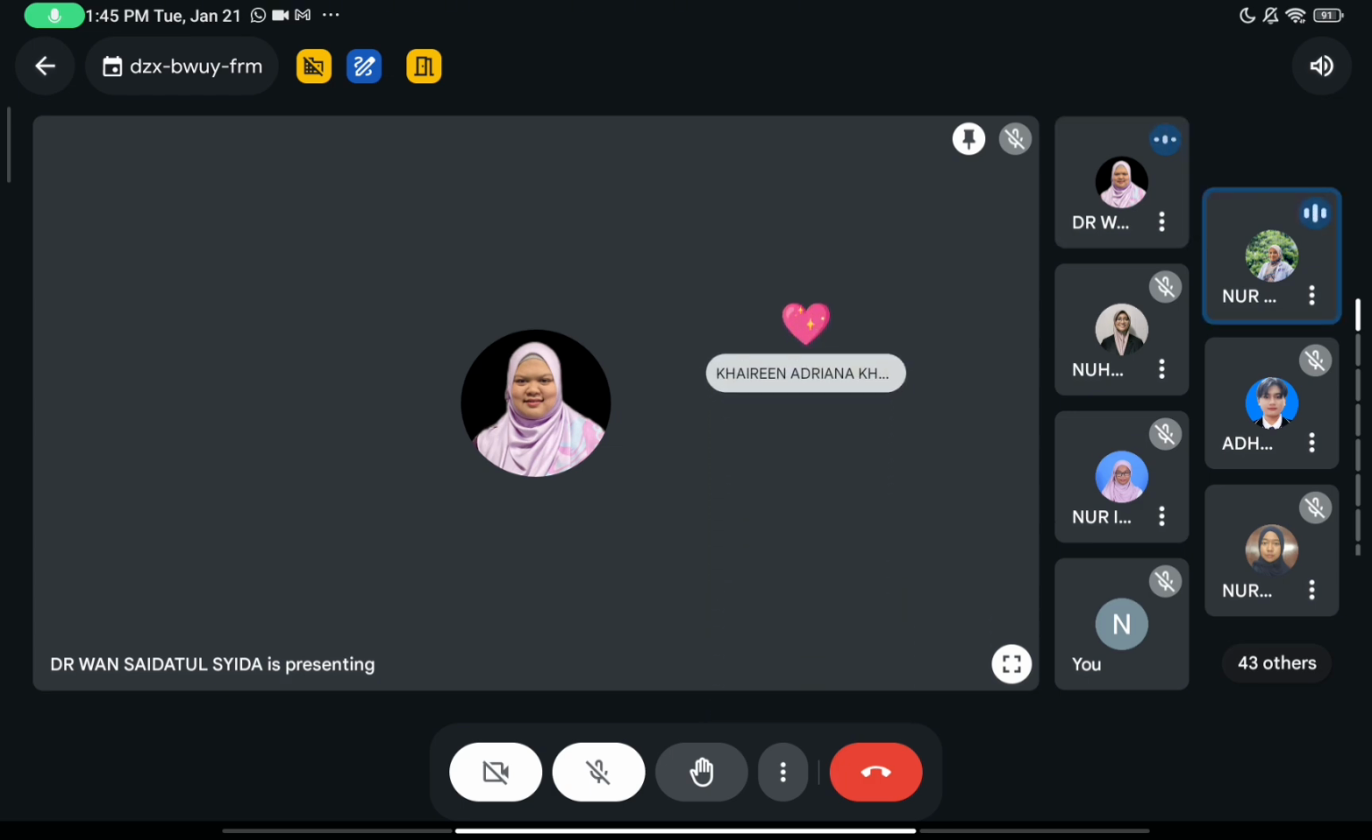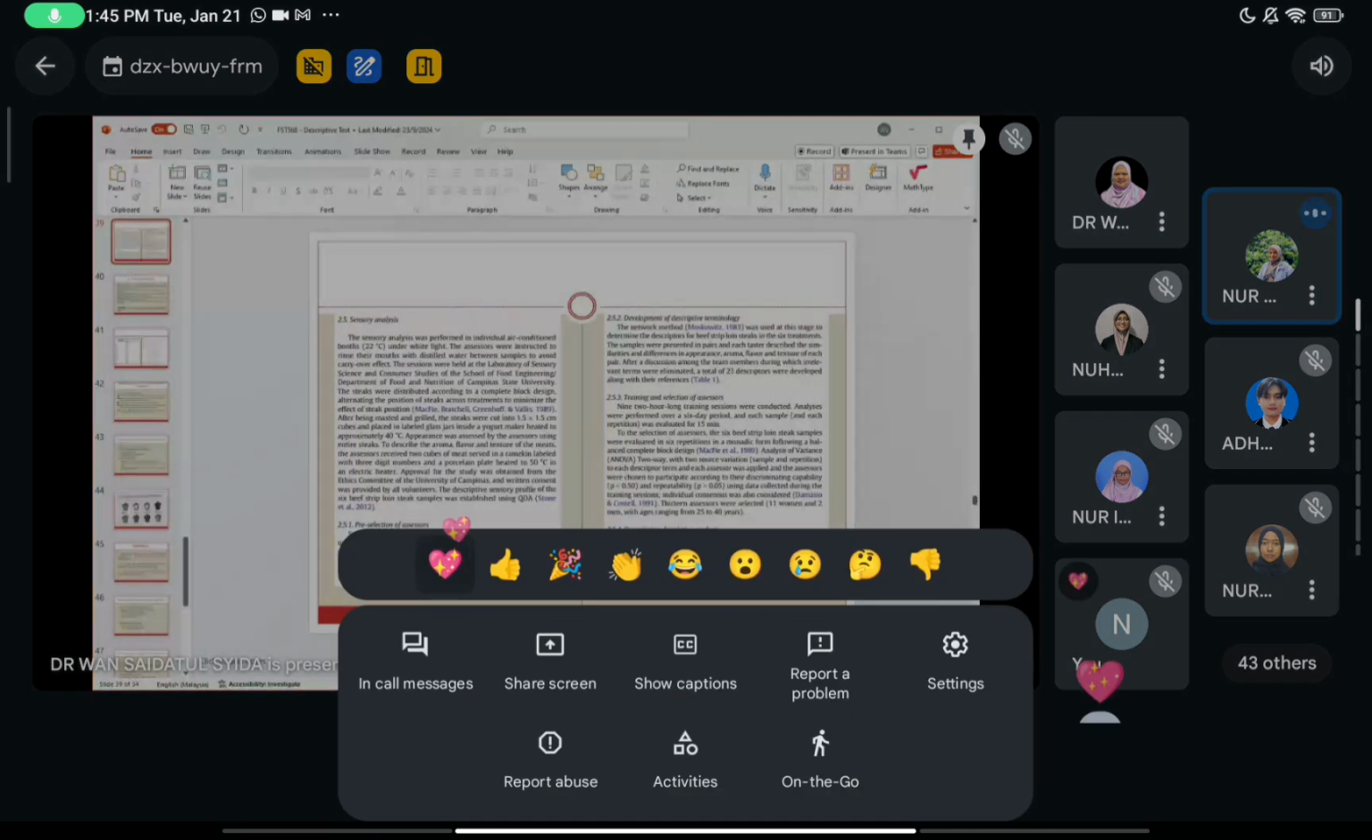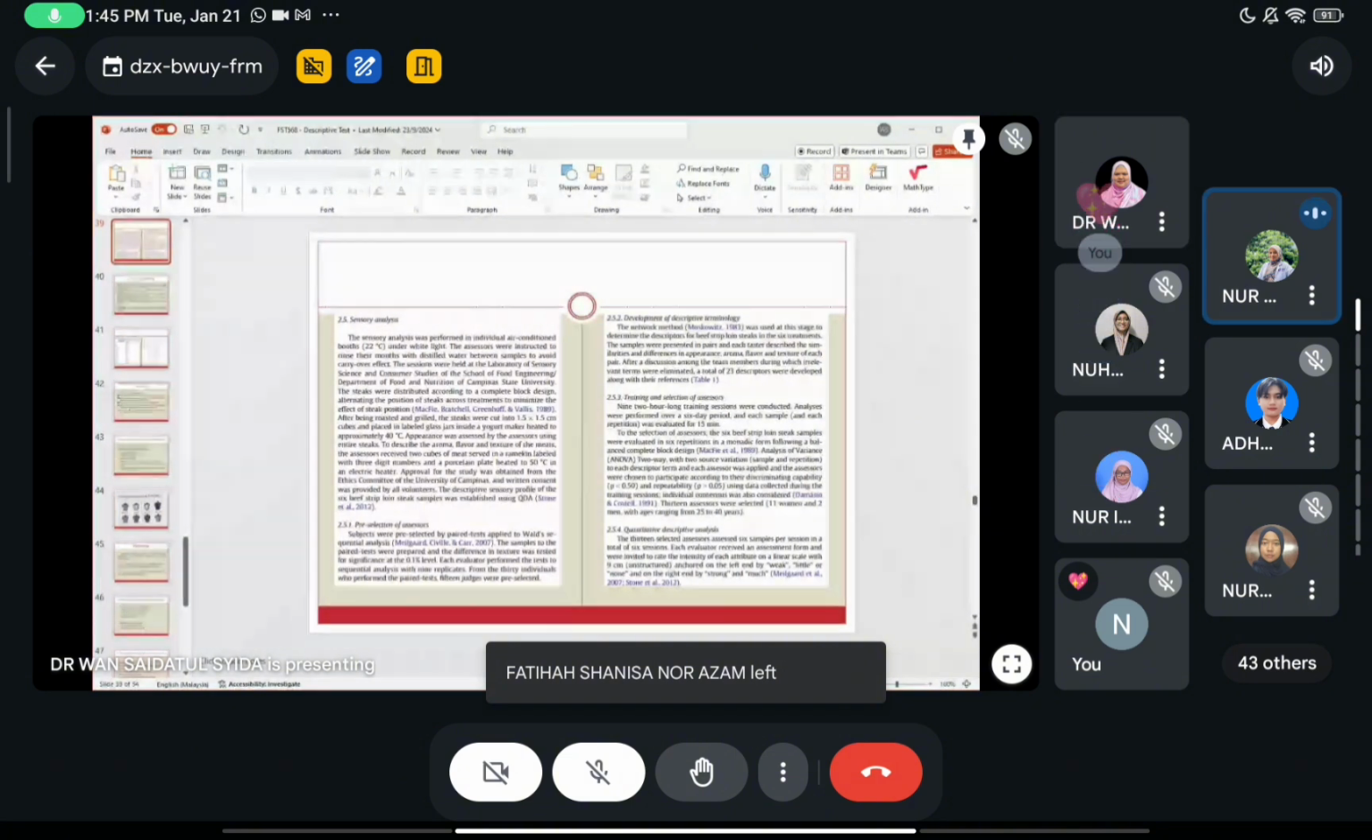Doctor, the sensory ballot means the score sheet, right? Yes. Alright, doctor, thank you.